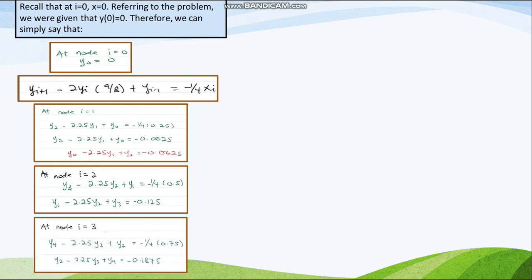Following the same procedure, we will get y sub 4 minus 2.25 y sub 3 plus y sub 2 is equal to negative 1/4 times 0.75. And lastly, we will get y sub 2 minus 2.25 y sub 3 plus y sub 4 is equal to negative 0.1875.